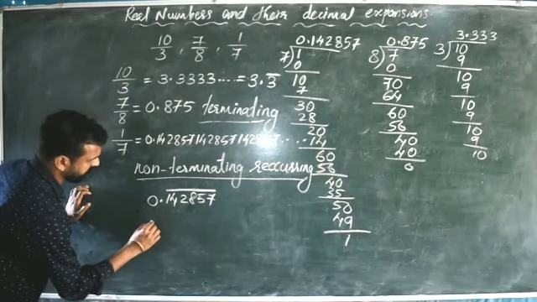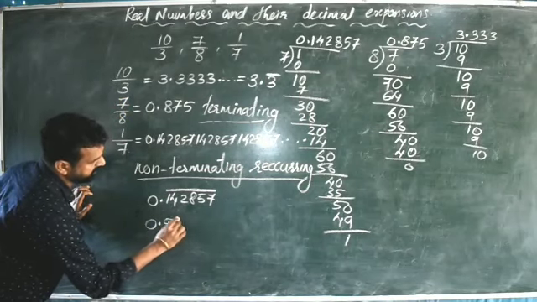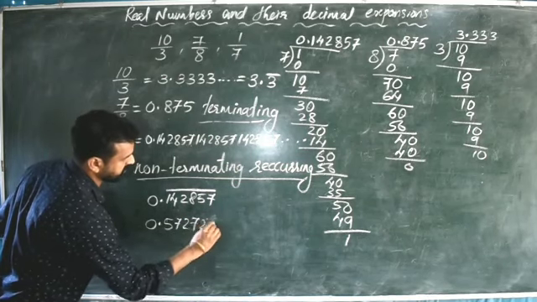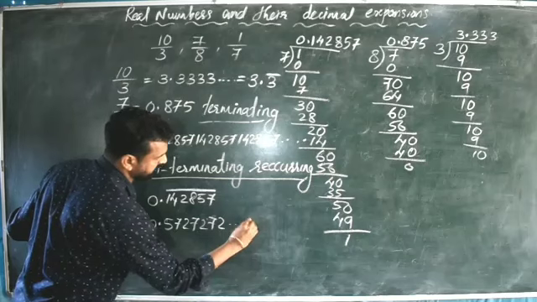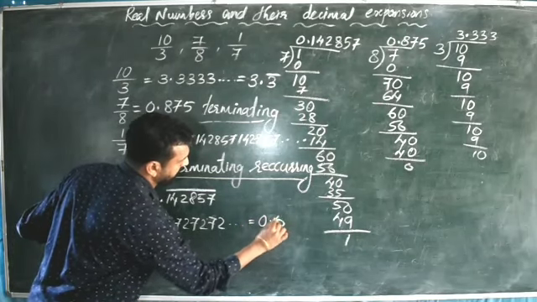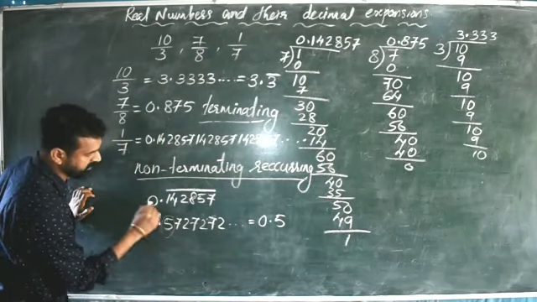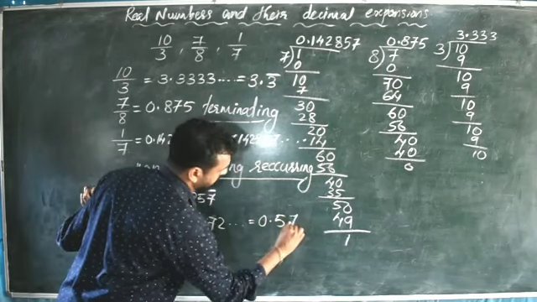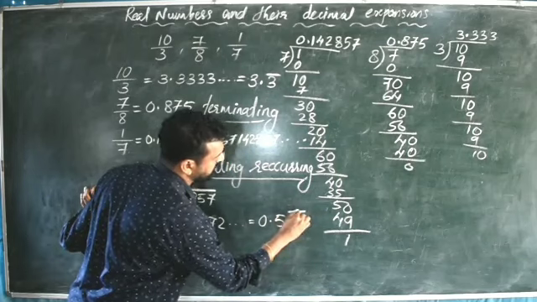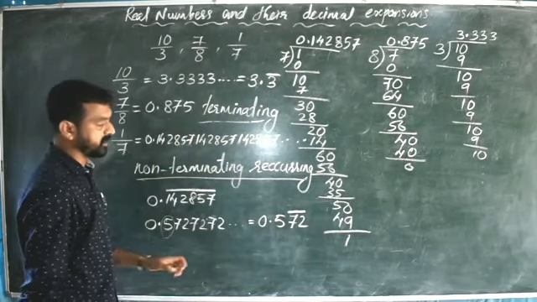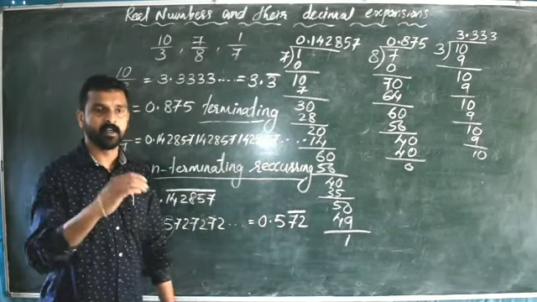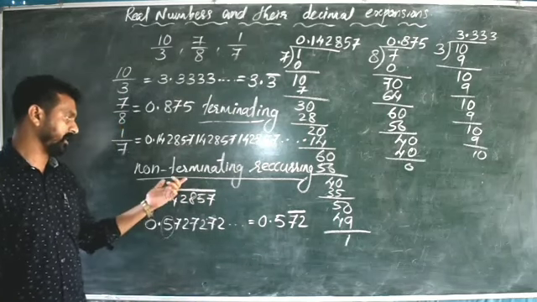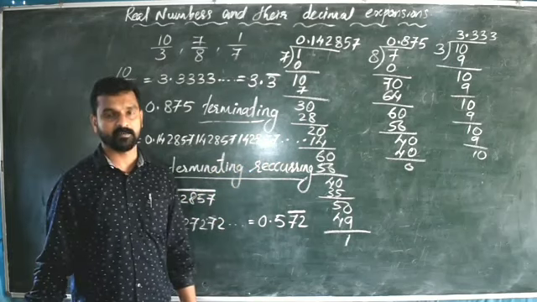Now another way it may come, that is 0.57272 etc. How can we write that one? The 5 is not repeating. 72, 72, 72 etc. is repeating. So we can write 0.5 72 bar. That is, 72 only is repeating, 5 is not repeating. After that 72, 72, 72, 72 is repeating. So this type of number is called a non-terminating recurring decimal expansion.